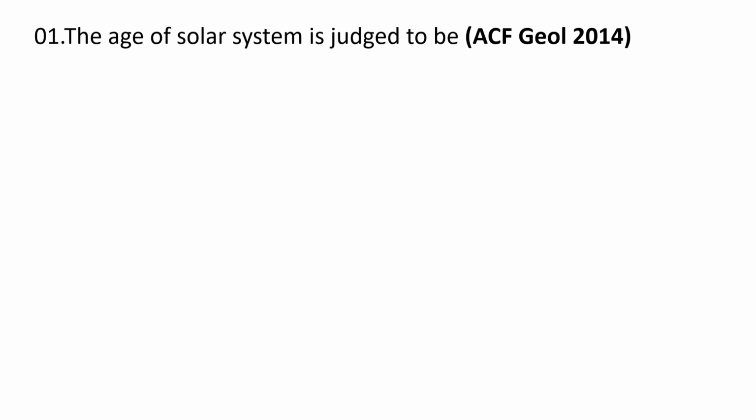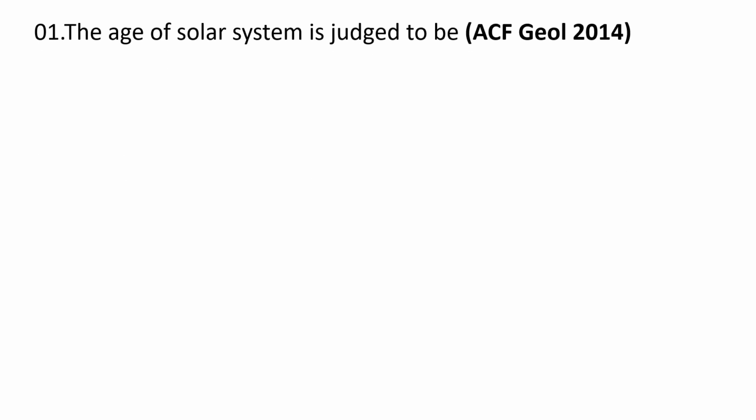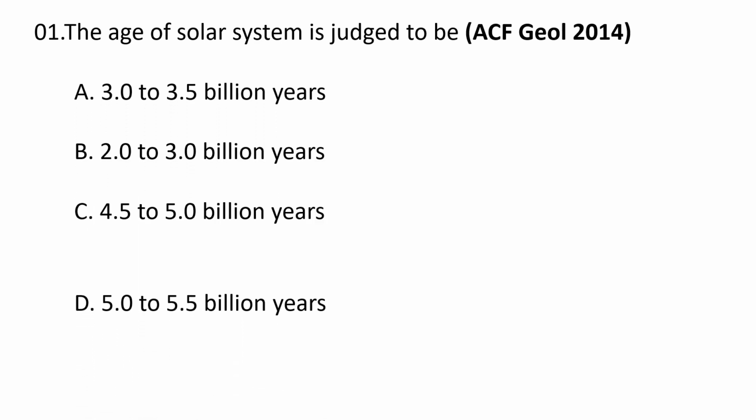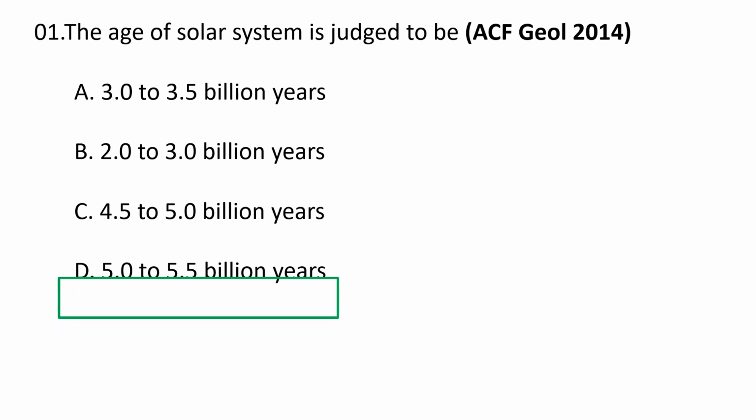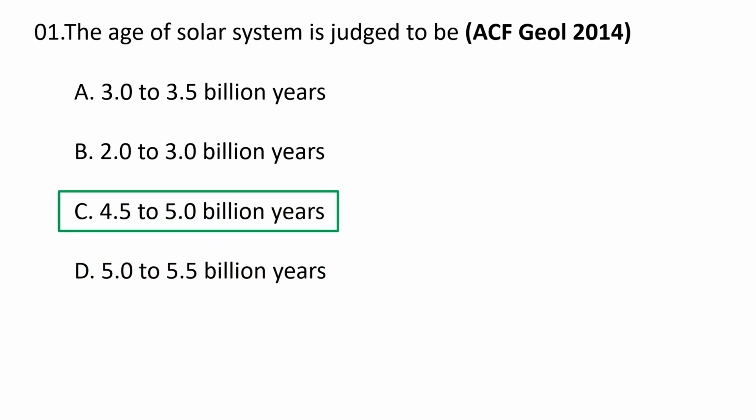Welcome to the first set. Coming to the first question, the age of the solar system is judged to be: A, 3 to 3.5 billion years, B, 2 to 3 billion years, C, 4.5 to 5 billion years, D, 5 to 5.5 billion years. The age of the solar system is about 4.5 to 5 billion years. Our solar system formed about 4.5 billion years ago from a dense cloud of interstellar gas and dust. The cloud collapsed, possibly due to the shockwave of a nearby exploding star called a supernova. When this dust cloud collapsed, it formed a solar nebula.